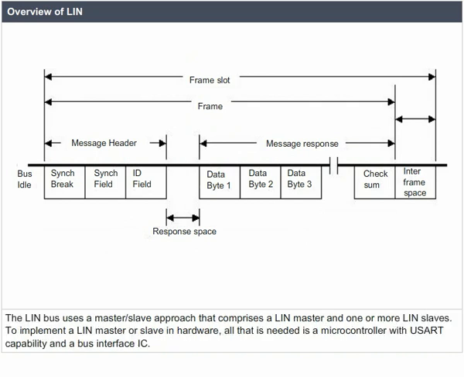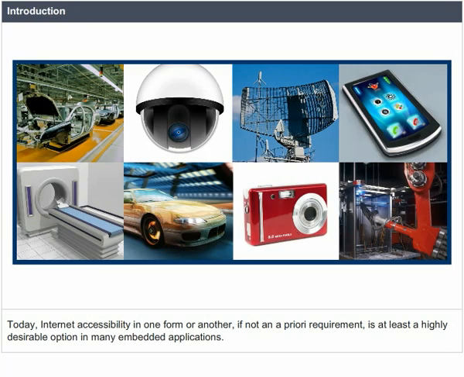The LIN bus uses a master-slave approach that comprises a LIN master and one or more LIN slaves. To implement a LIN master or slave in hardware, all that is needed is a microcontroller with USART capability and a bus interfaced IC. Today, internet accessibility in one form or another, if not an a priori requirement, is at least a highly desirable option in many embedded applications.